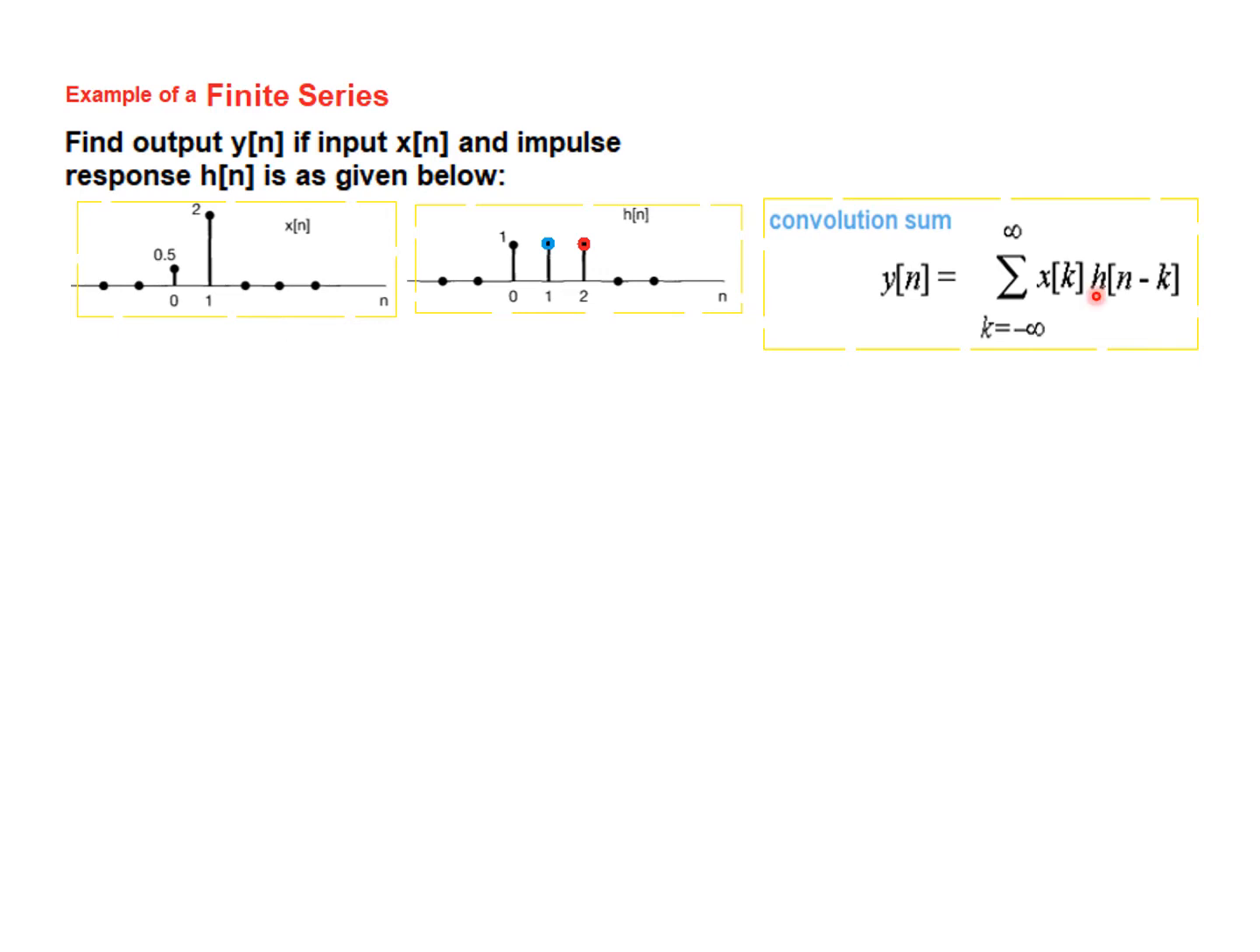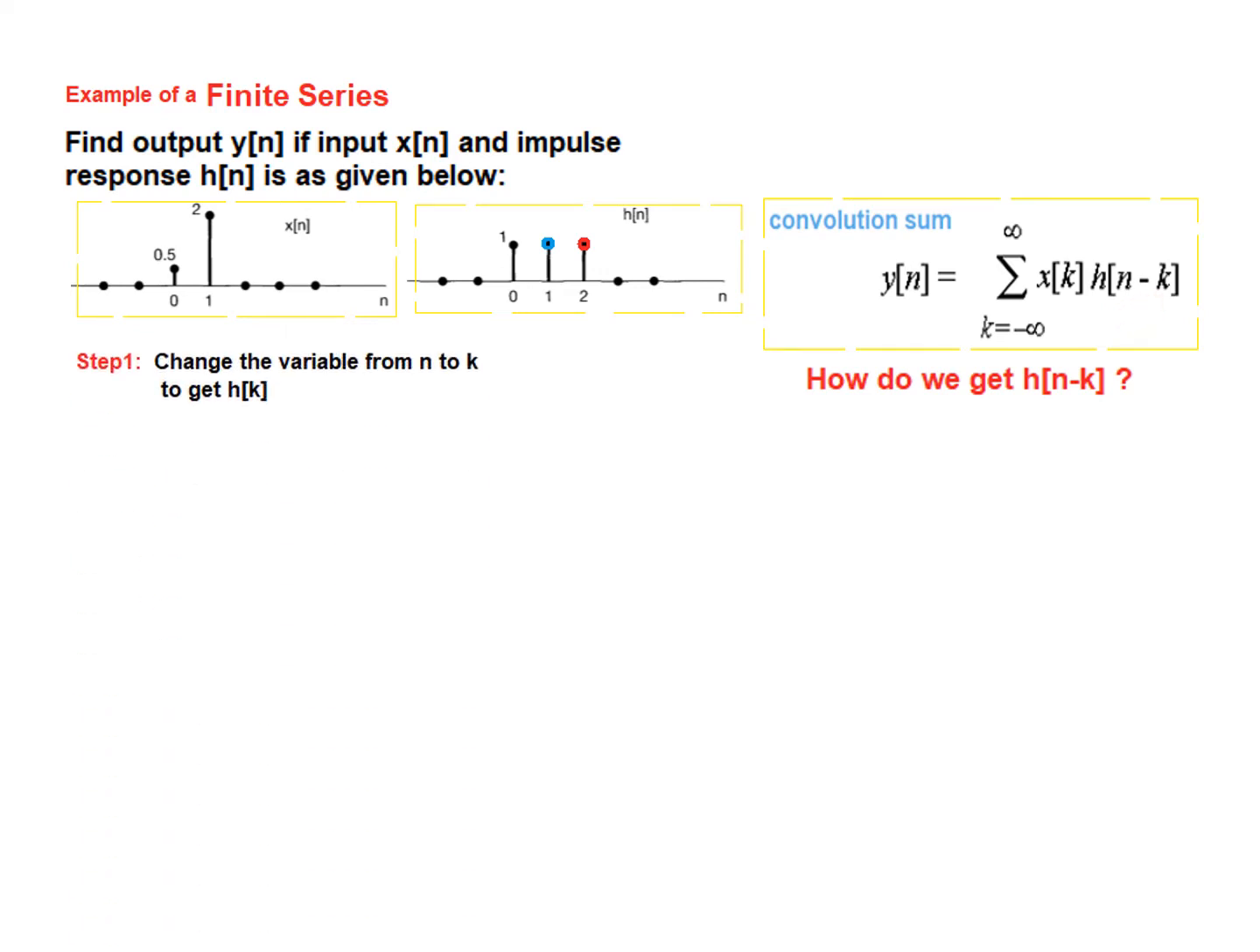Now keep in mind that this is not delta, this is h. h is the impulse response. For the convolution sum, we use the impulse response. Now the question is, how do we get this term h(n minus k)?